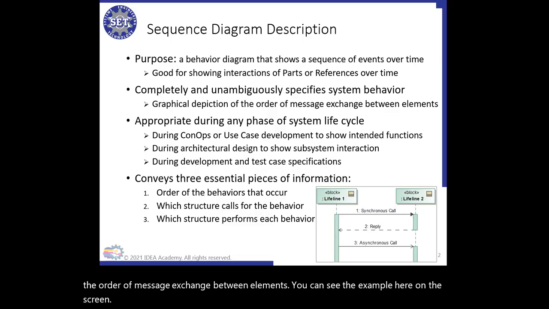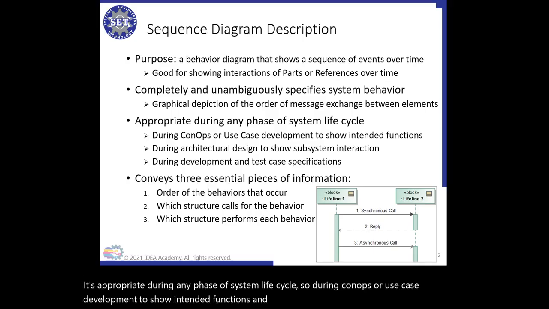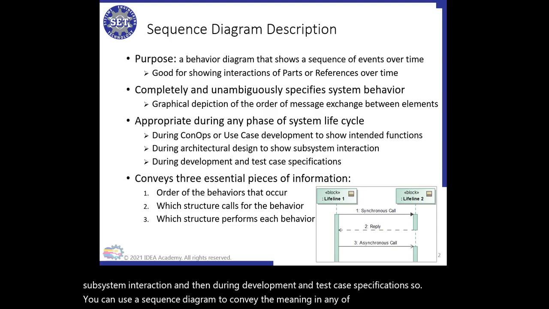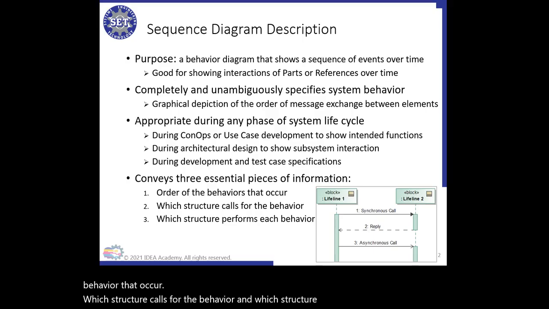It's appropriate during any phase of the system life cycle. During ConOps or use case development to show intended functions, then during architectural design to show subsystem interaction, and then during development and test case specification. So you can use a sequence diagram to convey meaning in any of those phases. It conveys three essential pieces of information: the order of behavior that occurs, which structure calls for the behavior, and which structure performs each behavior.